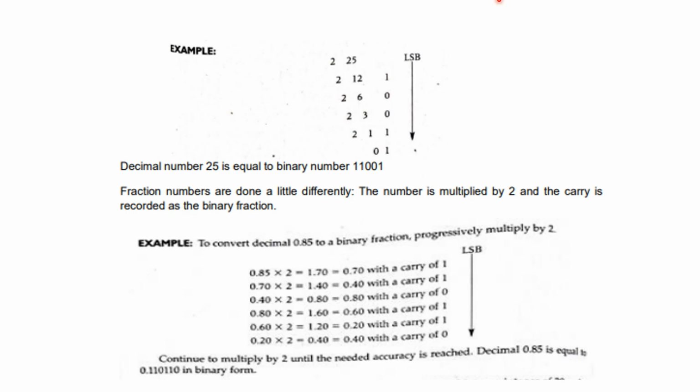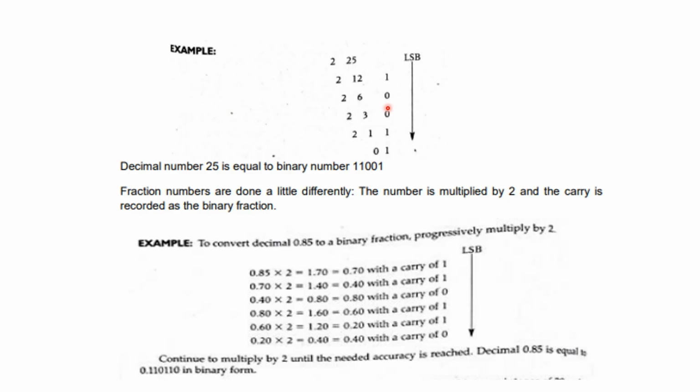So again, how did we get this 1, 1, 0, 0, 1? So again, how? Divide the decimal by 2, then copy the remainders starting from below, going up. Okay, going up. So again, like for example, 25 divided by 2, it's 12 with a remainder of 1. Then 12 divided by 2, it's 6 with a remainder of 0.